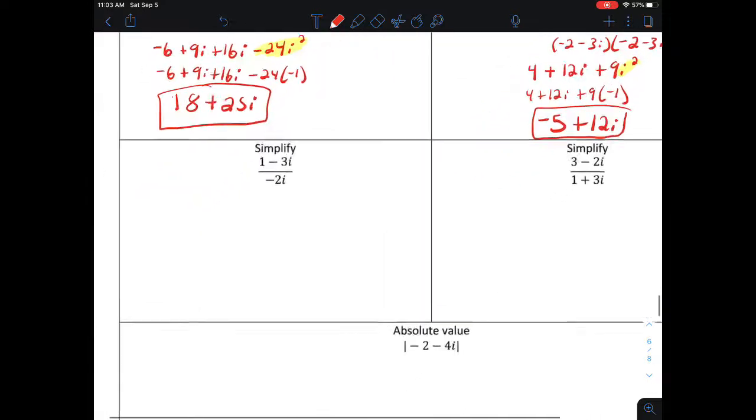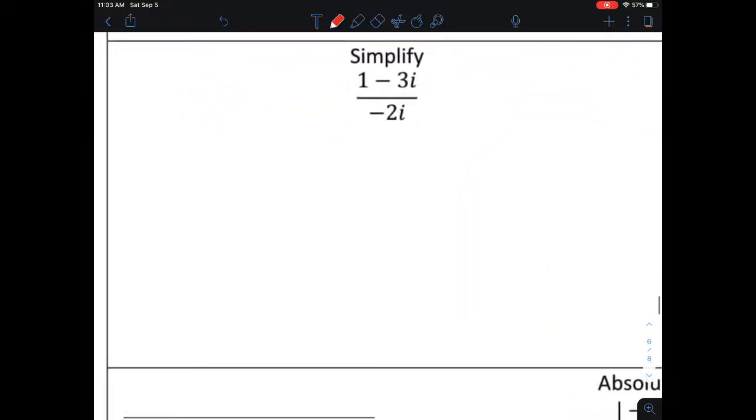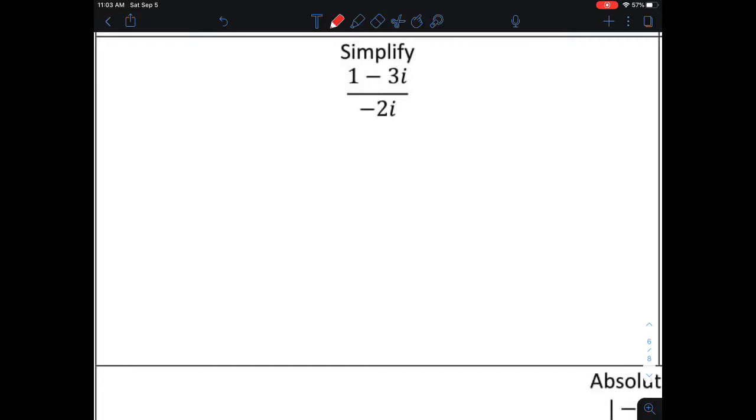Now let's go to division of complex numbers. So you figure out, well, how in the world do I divide complex numbers? We go through the process of rationalizing. What we're going to do is multiply by the conjugate of the denominator.